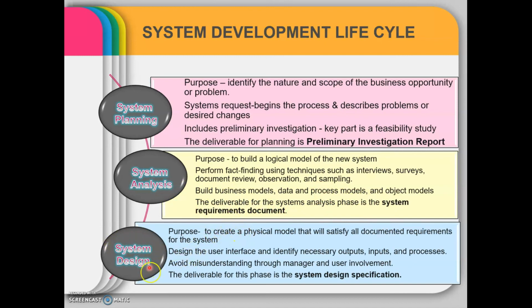Next we have the system design. The purpose of the system design is to create a physical model that will satisfy all documented requirements for the system. The activity is that you need to design the user interface and identify necessary outputs, inputs, and processes. You must avoid misunderstanding through manager and user involvement in this phase, because the deliverable for this phase is the system design specification.